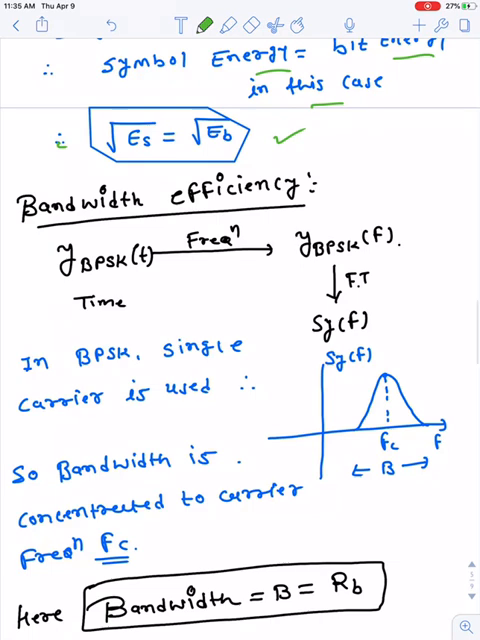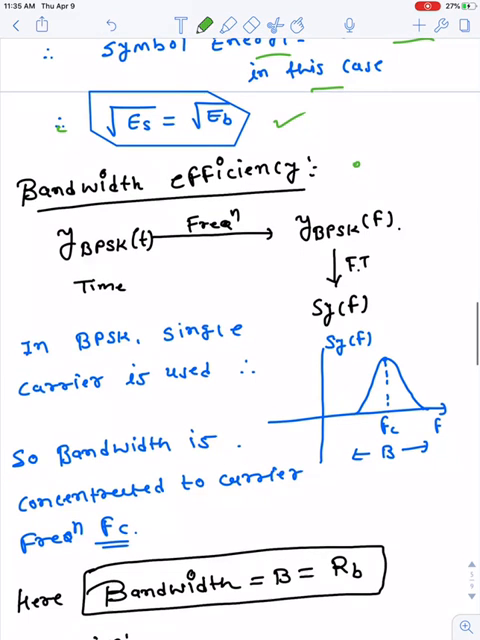Now we come to the next point, which is the bandwidth efficiency. Bandwidth basically depends on how many frequency components lie in the signal. If we have a signal in the time domain represented as y BPSK of t, we take the Fourier transform of this. This one is not a frequency, this is simply represented as a Fourier transform. If you take the Fourier transform, we get the signal in the frequency domain as y BPSK of f. And if you find the power spectral density, it is SY of f.